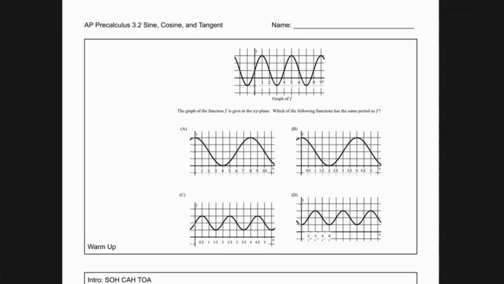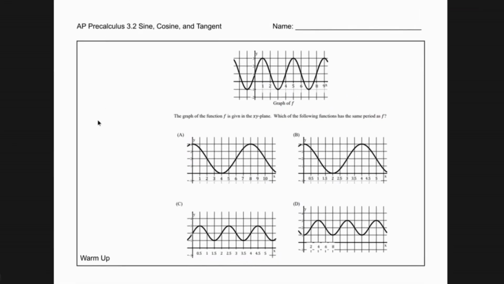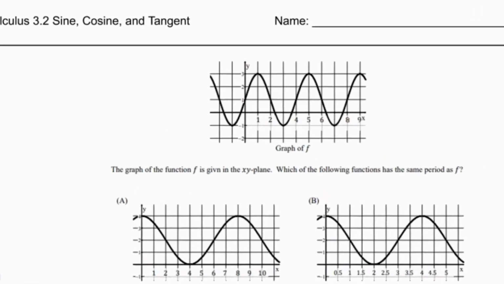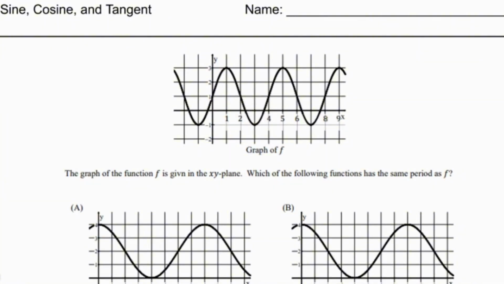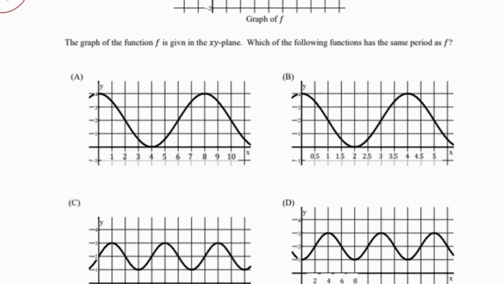All right. We got a 6-pager, a rare 6-pager. The graph of the function f is given in the xy plane. Which of the following functions has the same period as f? So let's find the period of f. You pick any two spots that it definitely repeats. So I'm going to pick the very tippy top, and the x distance that it takes for it to repeat. So last time I checked, 5 minus 1 is 4. So one of these has to have a period of 4.